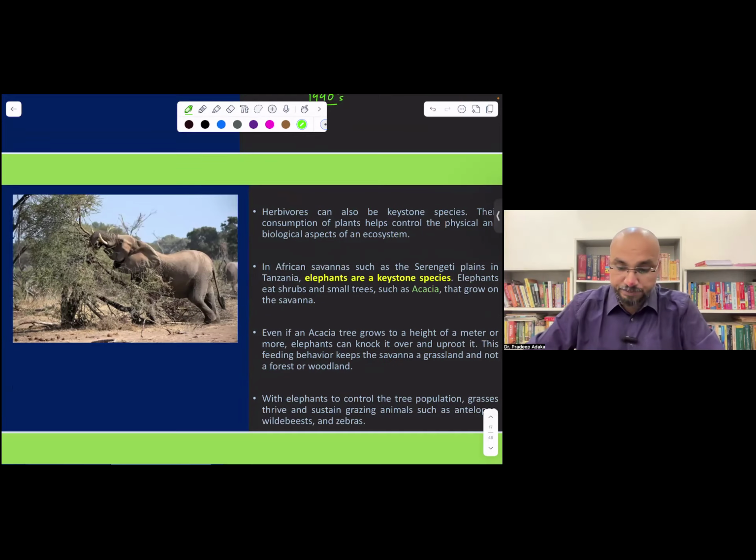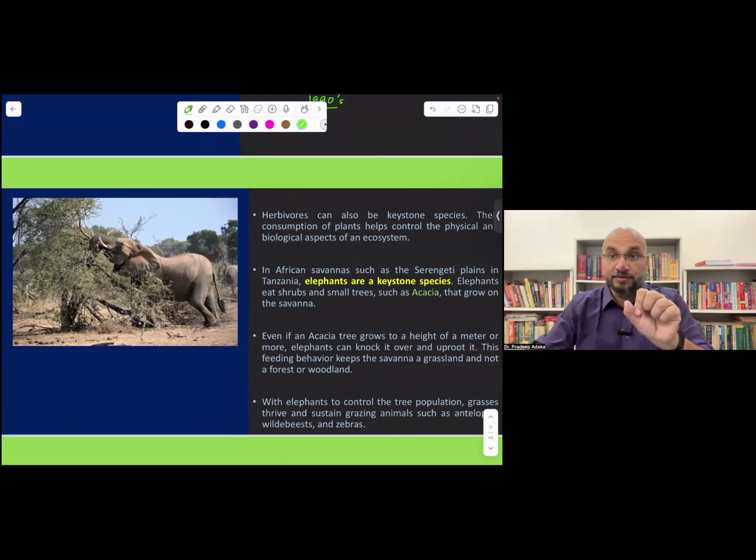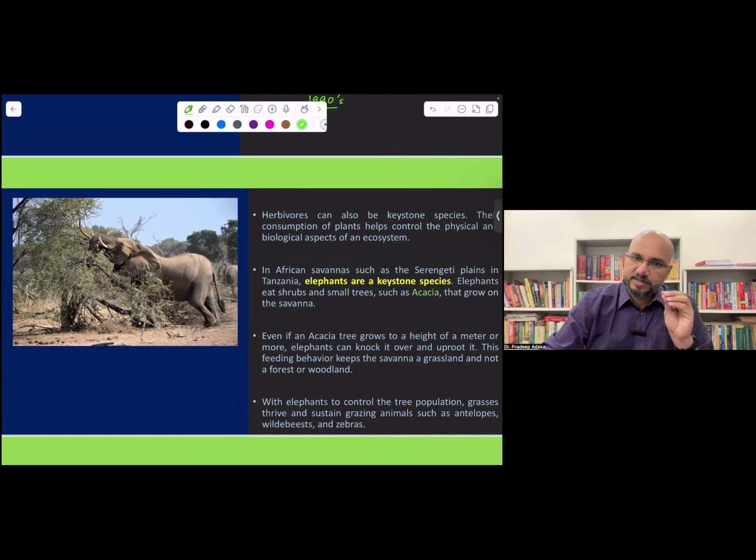Now, we have seen a predator or your carnivore as a keystone. Now let us look at a herbivore as a keystone species. So elephants are also an example. Elephants acting as keystone species in the African savanna. So you have the Serengeti plains. Serengeti National Park is there in Tanzania.